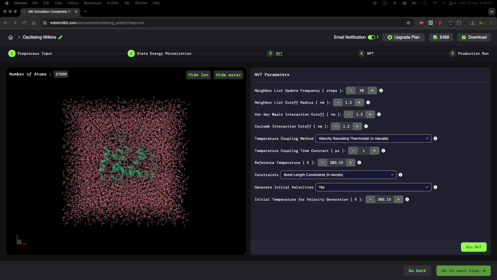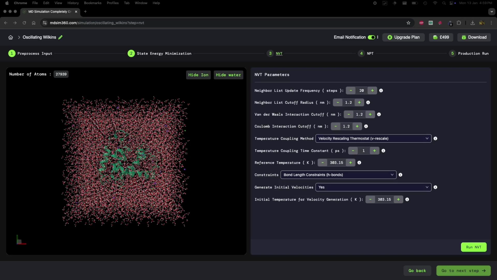In this series, we'll walk you through each and every step of an MD simulation, explaining the inputs, outputs, their purpose, and the impact of each step. By the end, you'll have a clear understanding of what's happening at each stage, and you'll be able to replicate the process yourself. Today, we're going to focus on the NVT step.